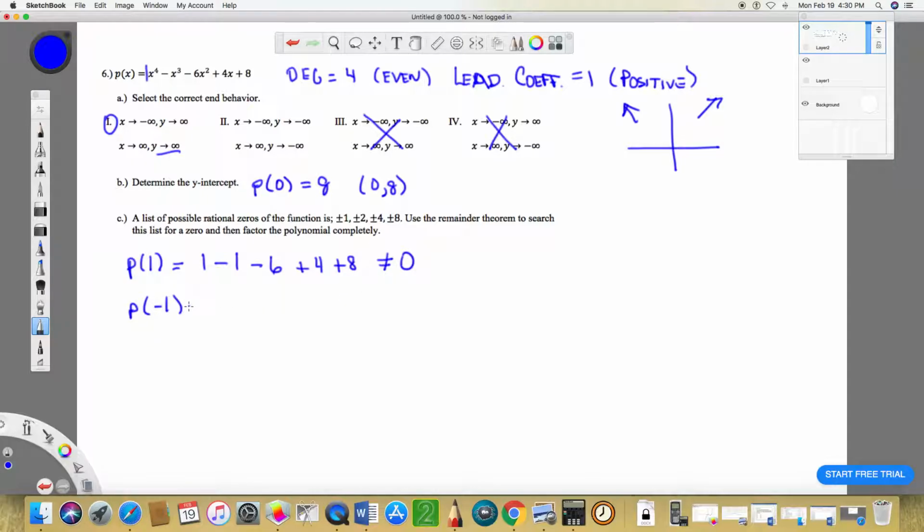What about negative 1? 1 plus 1 minus 6 minus 4 plus 8. And that is 0. Because 1 plus 1 is 2 and 2 plus 8 is 10, and that's minus 10. So we found it there. So although plugging it in helped me identify the 0, it doesn't help me to factor this unless I do synthetic division.